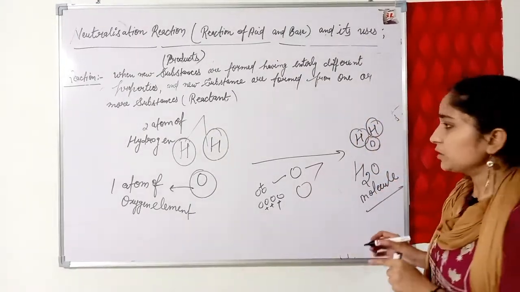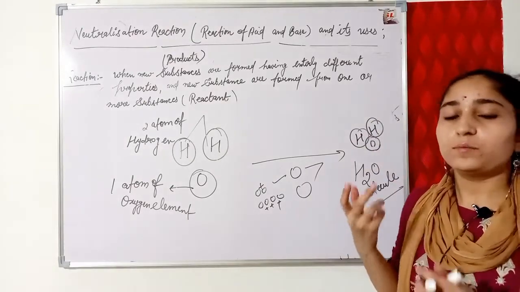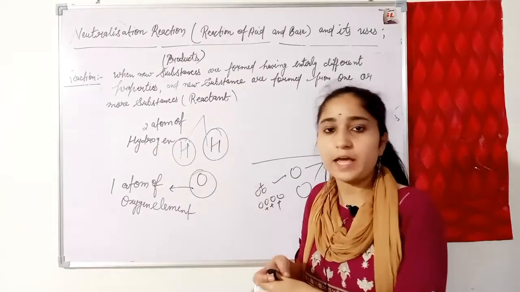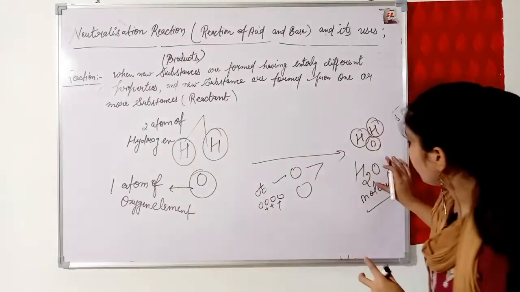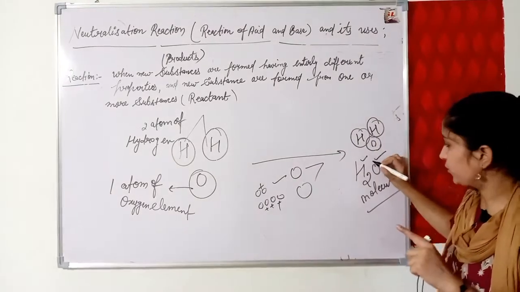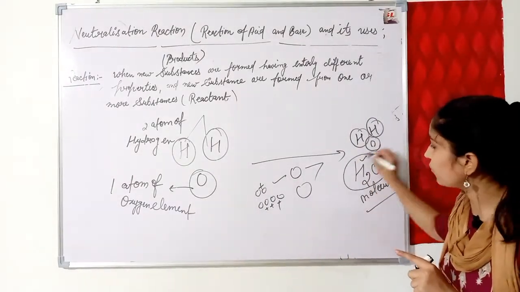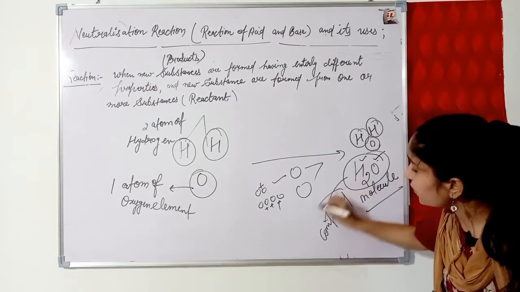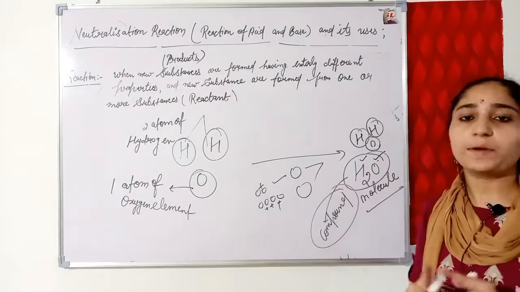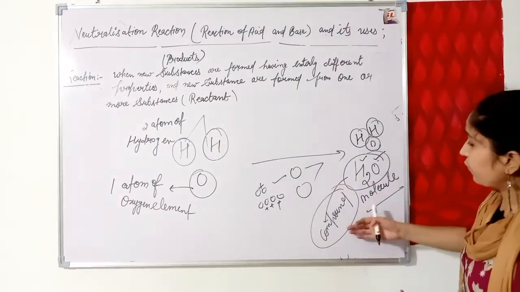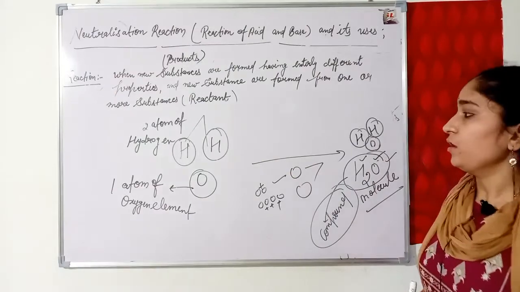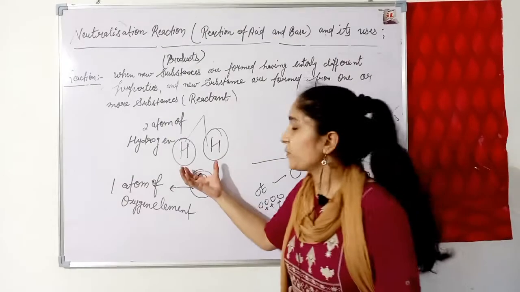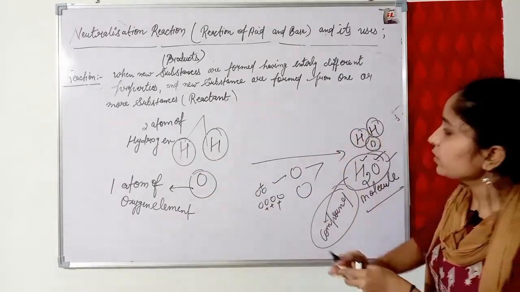And what is a compound? If more than 1 element is combined together and forms a new substance, that we call a compound. In the water molecule, 2 elements are present, hydrogen and oxygen. So the water molecule is also known as a compound, because in a compound 2 types of elements, or more than 1 element, are combined together. So you have seen how the arrangement of atoms gets changed during the reaction.